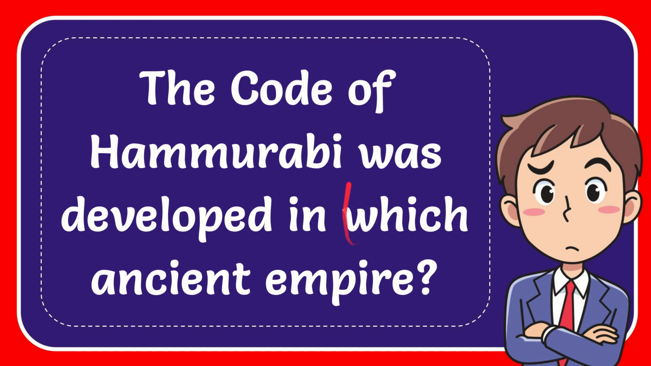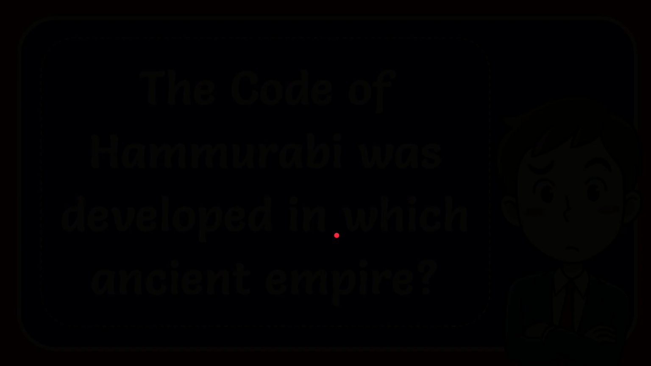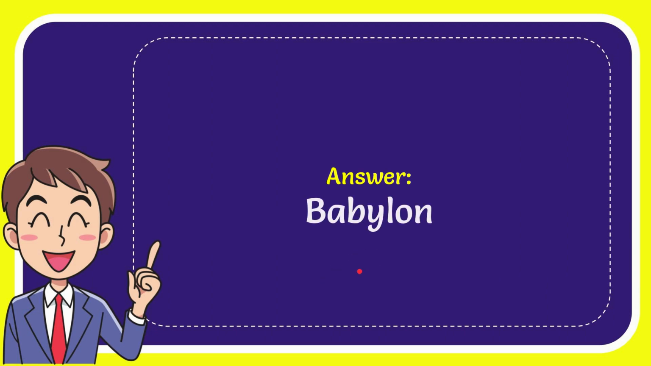In this video, I'm going to give you the answer to this question. The question is, the Code of Hammurabi was developed in which ancient empire? Well, I'll give you the answer to this question. The answer for the question is Babylon. Well, that is the answer for the question, Babylon.